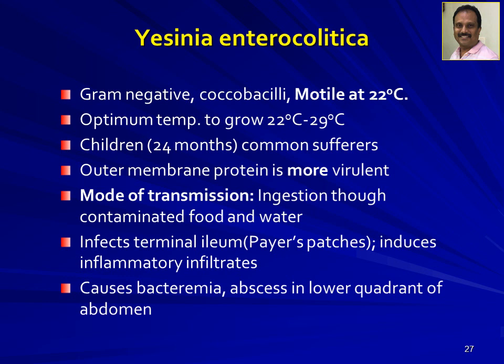And the mode of transmission is ingestion through contaminated food and water. It infects the terminal ileum of infected individuals, especially the Peyer's patches, and induces inflammatory infiltrates into the Peyer's patches, responsible for a severe inflammatory process of the terminal ileum. It may cause bacteremia and abscess in the right lower quadrant of the abdomen. These are the salient features of enterocolitica.